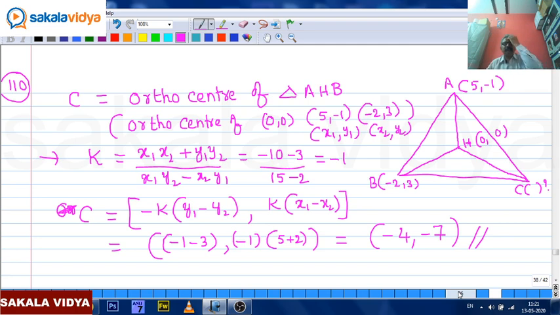You check it now. x1 x2 is minus 10, y1 y2 is minus 3. x1 is 5, y2 is 3, 15 minus x2 into y1, minus into minus plus, 2 into minus 1, 13 minus 13 by 13 minus 1. k is equal to minus 1, minus k means 1, y1 minus y2 is minus 1 minus 3, so minus 4, minus k is minus 1 times x1 minus x2, 5 plus 2, 7. Minus 4 comma minus 7.